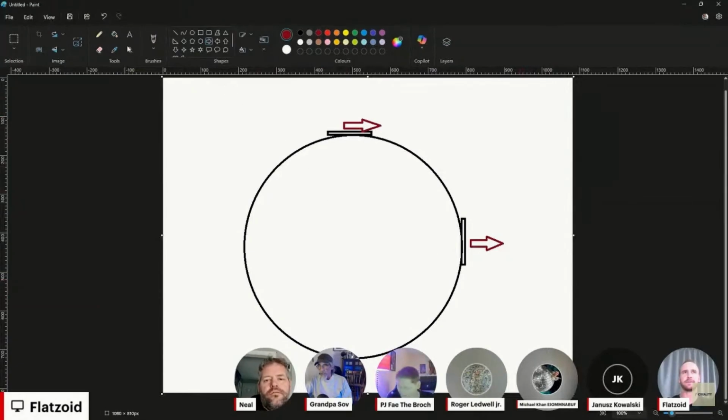Yeah. Because this is down, this is up. This would still be down. This would still be up if it's not following the curve. So it physically has to rotate to follow the curve, correct? Yeah.